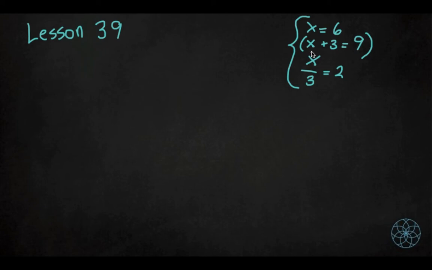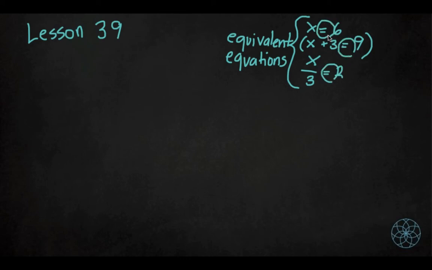x is also equal to 6 because 6 plus 3 equals 9. Also in this equation, x divided by 3 equals 2, x is also equal to 6 because 6 divided by 3 equals 2. So these are called equivalent equations. This means that they are equations, they have these equal signs, and they all happen to have the same answer, where x equals 6 in all of the problems. So that's just a vocabulary term for you to remember.